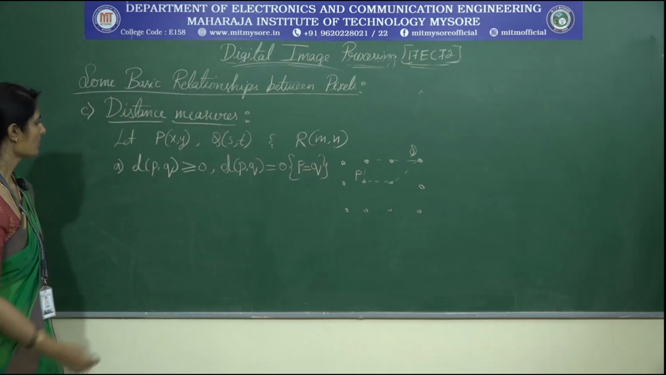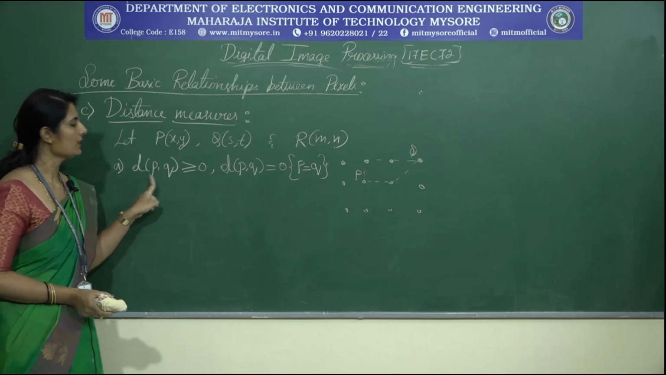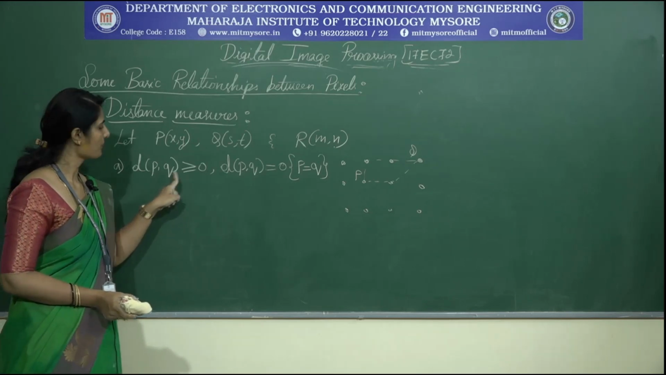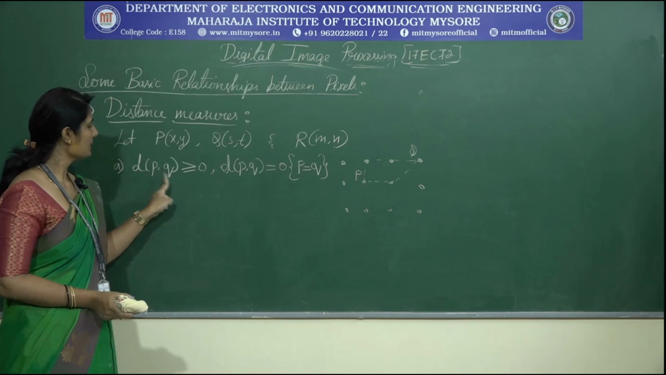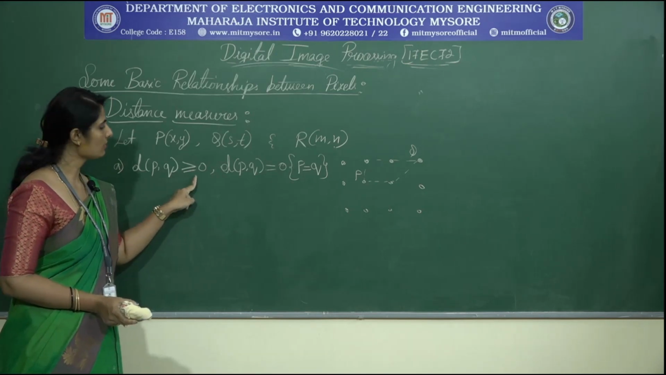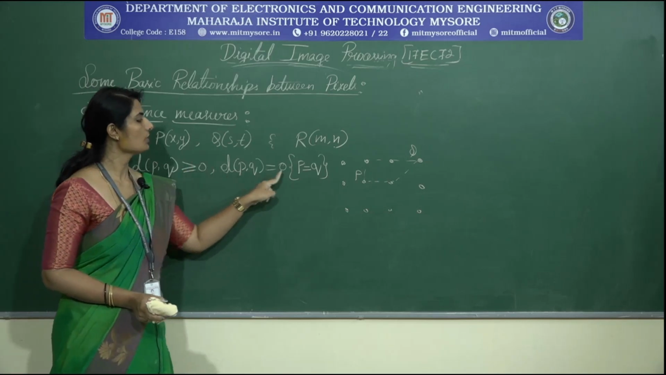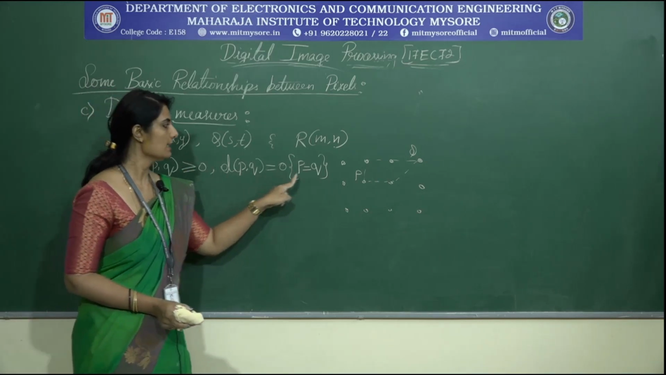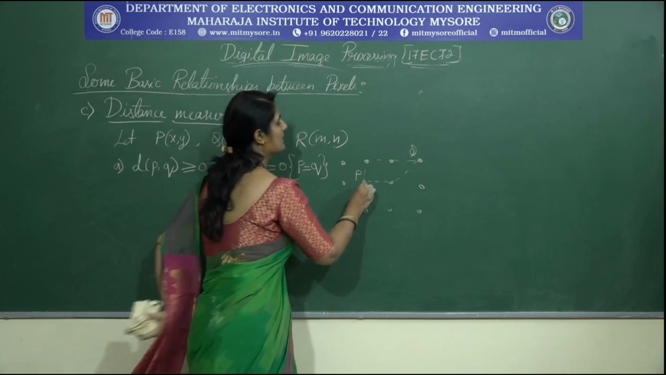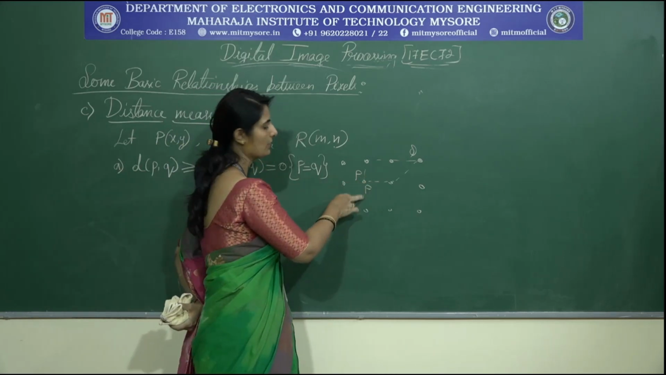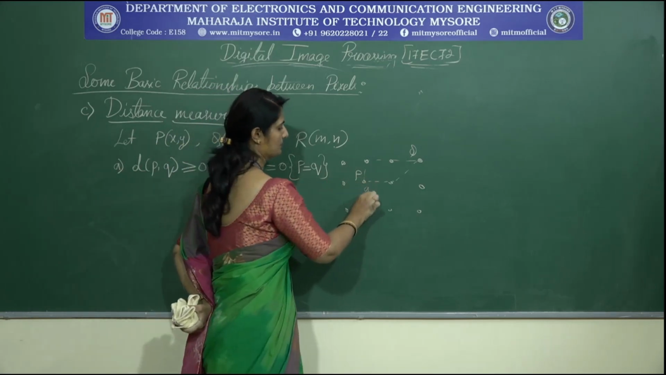The distance between P and Q should always be greater than or equal to 0. If the distance between P and Q is equal to 0, it means P and Q exist at the same place.